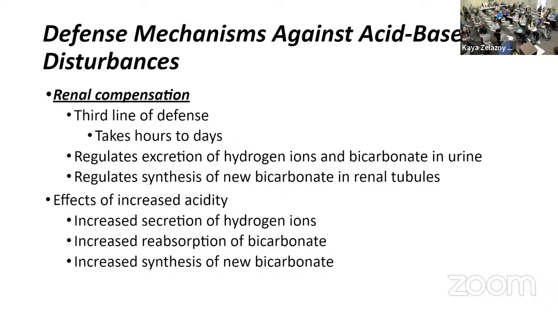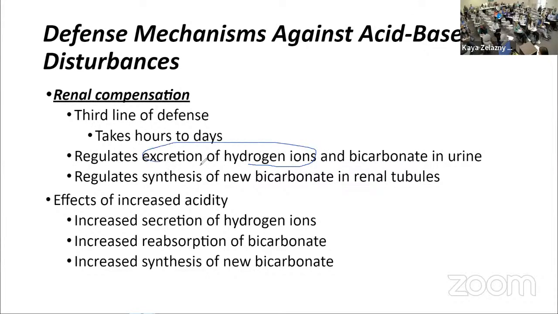Respiration, minutes-ish. Renal compensation, hours to days. Okay, so the way we're going to defend our pH, maintain our pH with our kidneys, as we saw on that summary slide, we can change how much hydrogen we get rid of. So the excretion of hydrogen ions, okay? And we can regulate excretion of bicarbonate as well, usually by changing how much we're reabsorbing. You don't reabsorb it, you're ultimately going to excrete it.